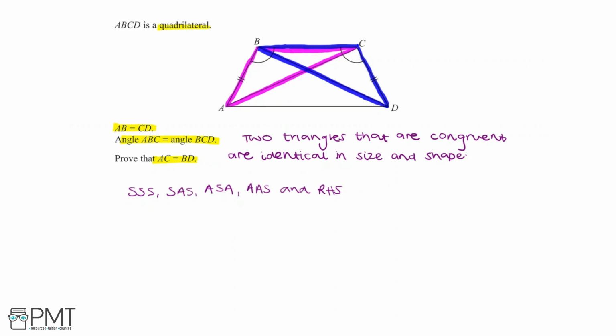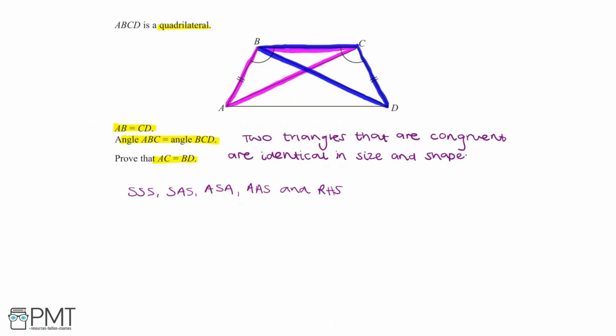Well, SSS stands for side, side, side, which means two triangles are congruent if they have 3 equal side lengths. SAS stands for side, angle, side, which means two triangles are congruent if they have 2 equal side lengths and the angle in between them is also equal. Then we have ASA, which means angle, side, angle, which means two triangles are congruent if they share 2 of the same angles and the side in between them is also equal in length.